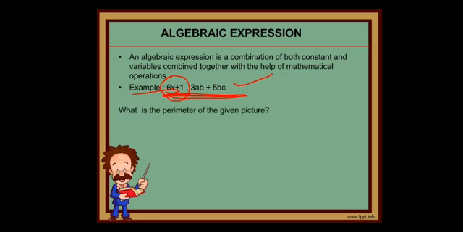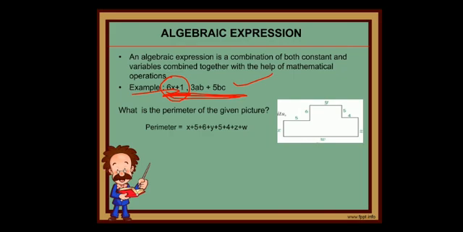Now what is the perimeter of the given picture? What is perimeter? It is the length of the boundary of a closed figure. Here they have given a closed figure and they are asking us to find the perimeter. So you have to add the length of each side. So how can we get the perimeter?